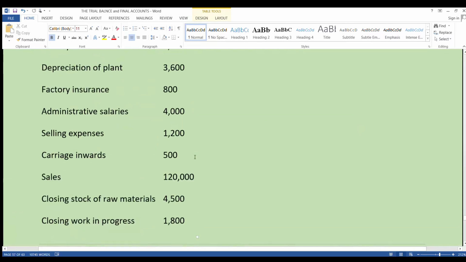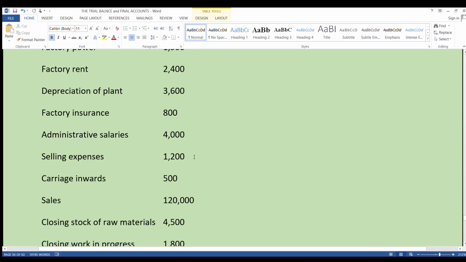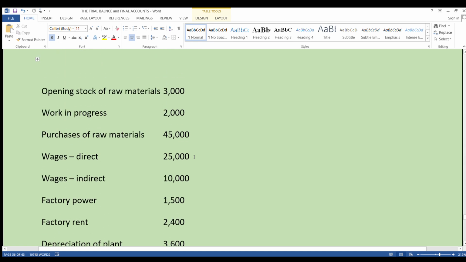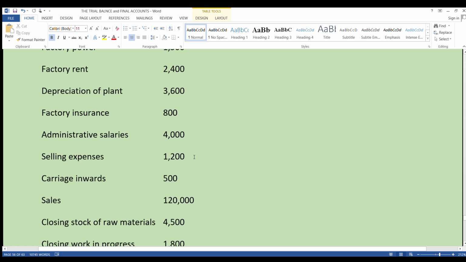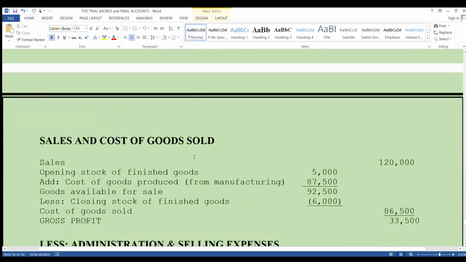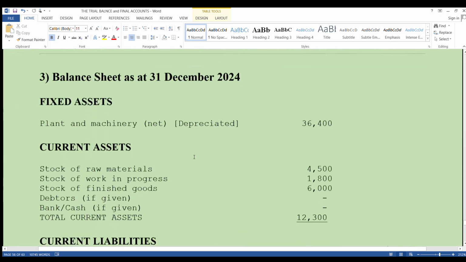No, I did not indicate the value of plant and machinery, but you may have that figure, okay. So in case you have that figure for plant and machinery, it has to be indicated as part of your fixed asset, okay. Remember, the main focus was on manufacturing account, okay.